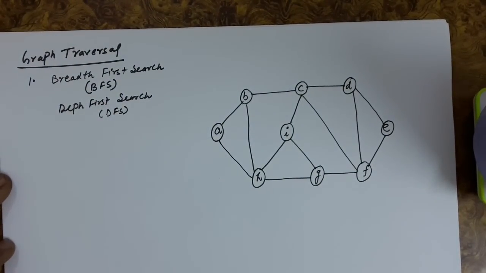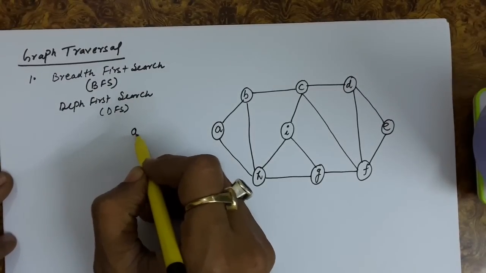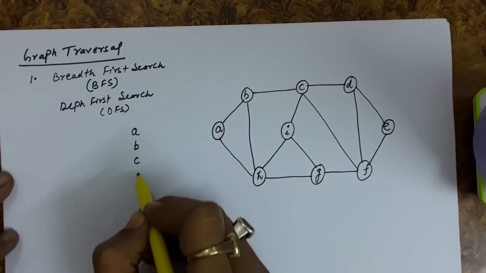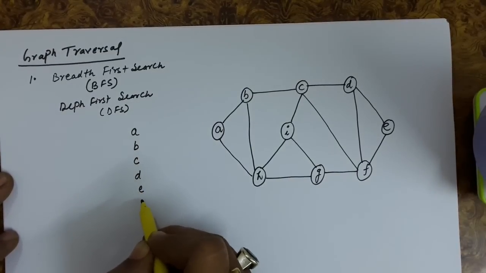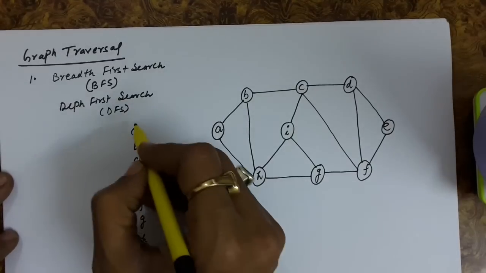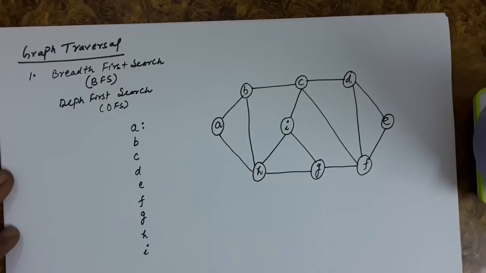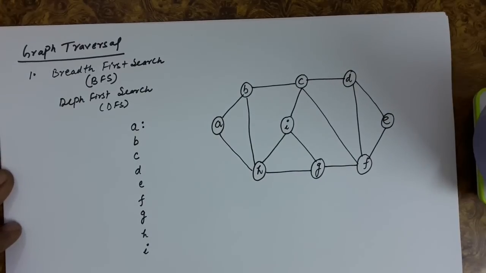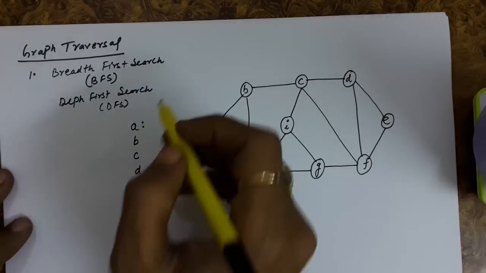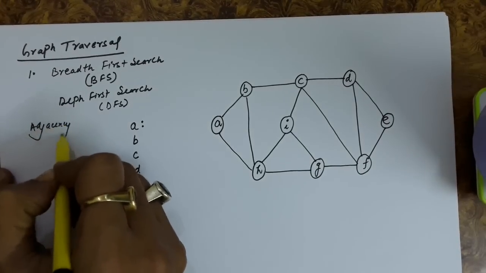For this I need to write down the adjacency list. The adjacency list is very simple. You just mention the name of the vertices, and then the connections. I'm writing it in a short form. I'm not making all the notes. It's just a short form of the adjacency list. So this is the adjacency list that I'm forming.